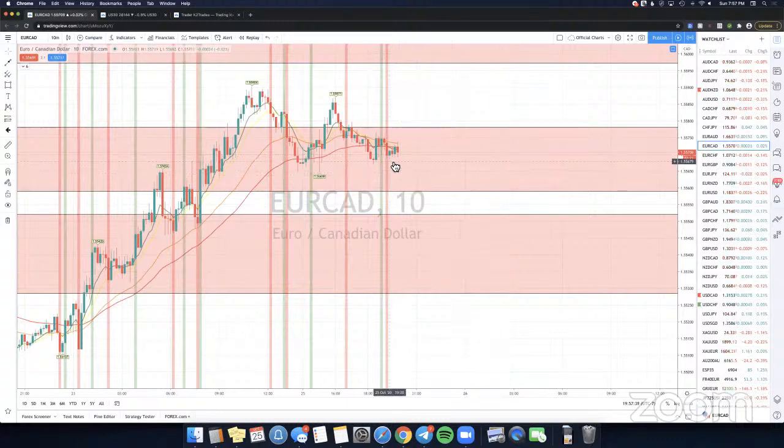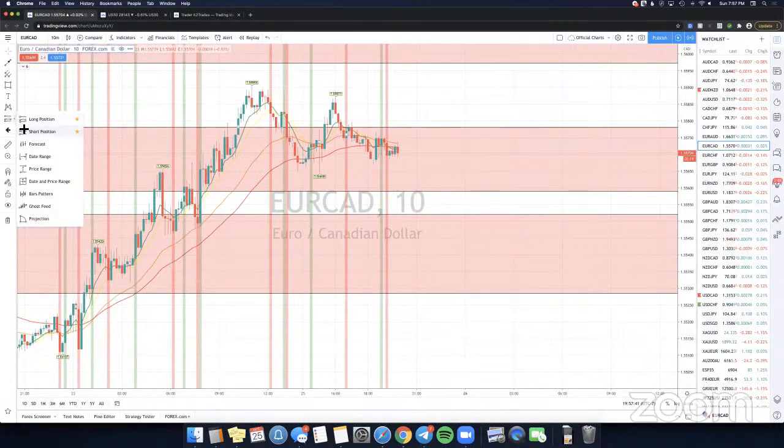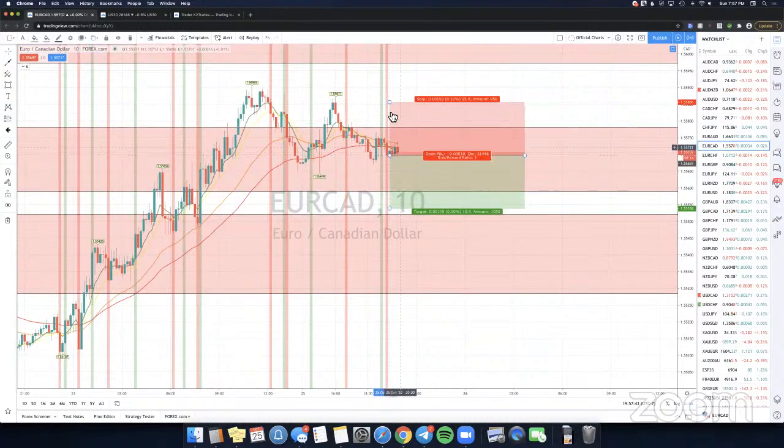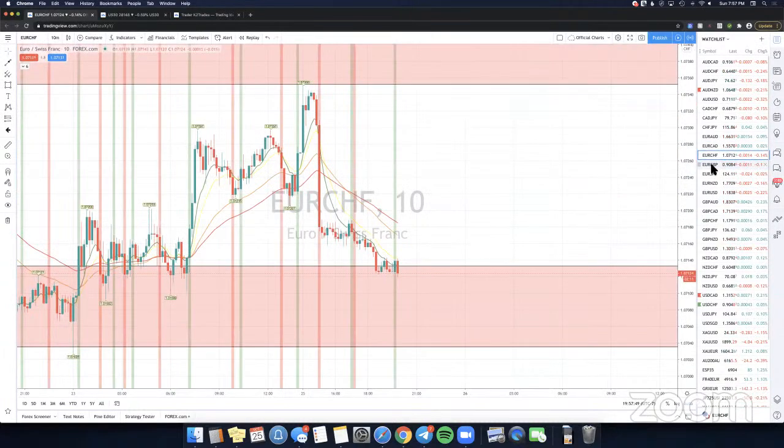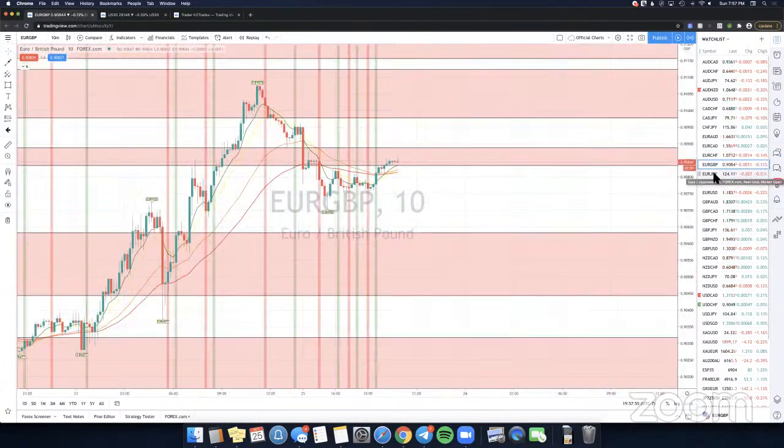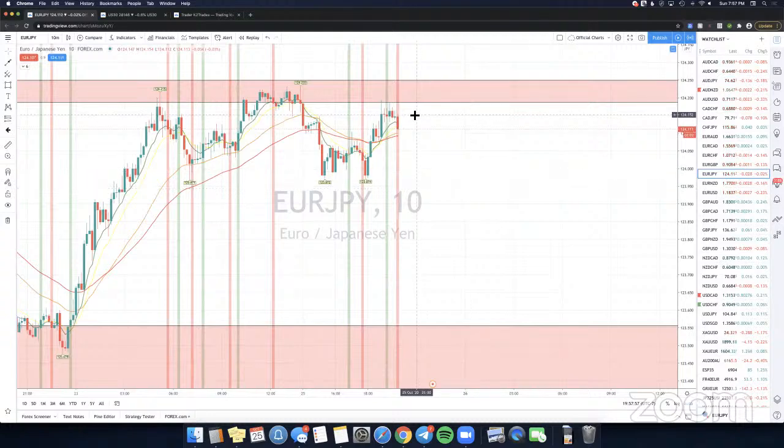Euro CHF, this might be a scalp entry right here, but there's no clear overall trend, so I probably wouldn't take it. Euro CHF, there's no entry there. If we get a sell signal, then yeah, there would be an entry. EG, EJ right here, no entry there.